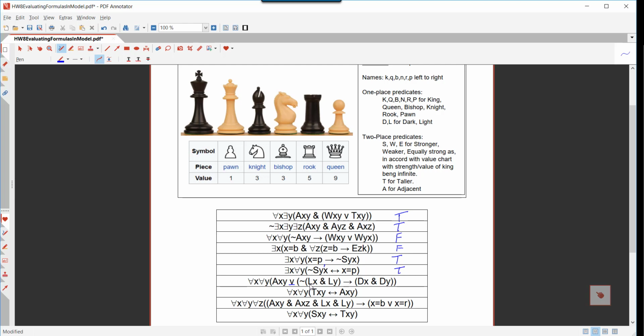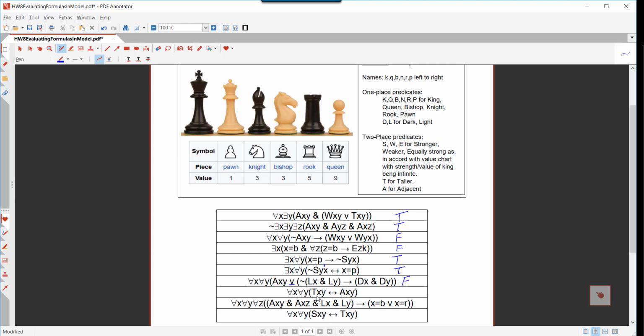So formally, if we stick the pawn in for x and the rook in for y, then x is light and y is light is false, making the negated antecedent true. But they are not both dark, making the consequent false. So true, false, false. So both sides of the disjunction are false, making the entire proposition false.